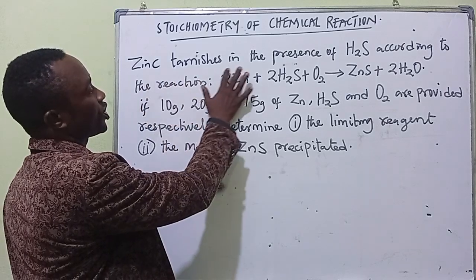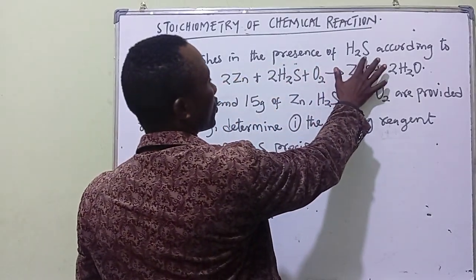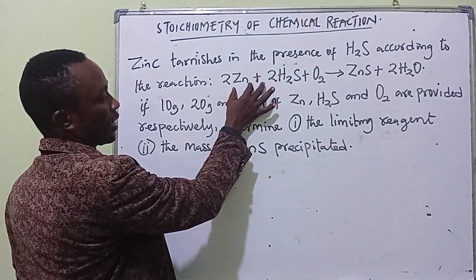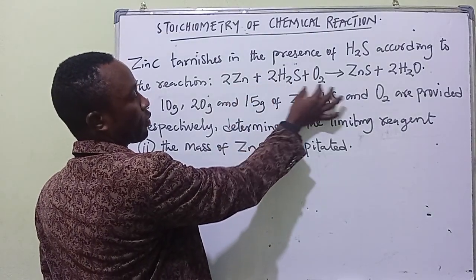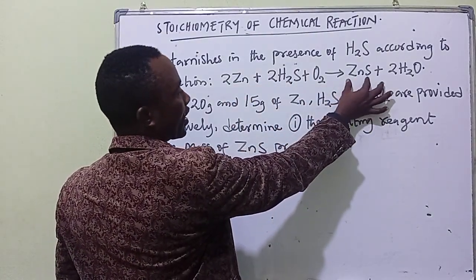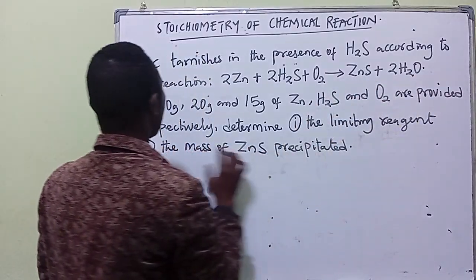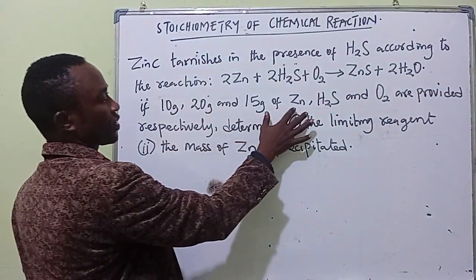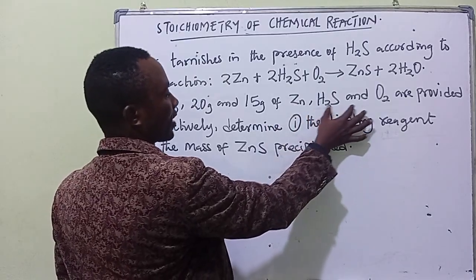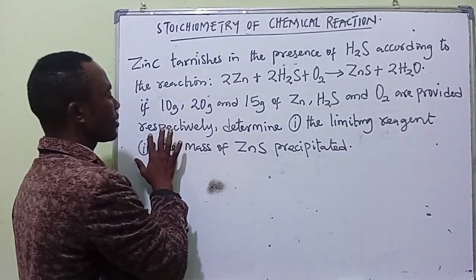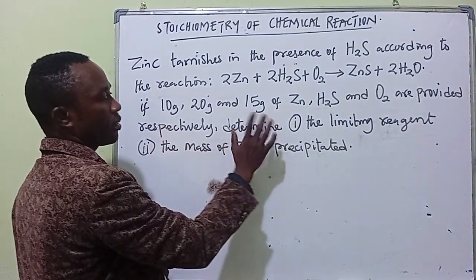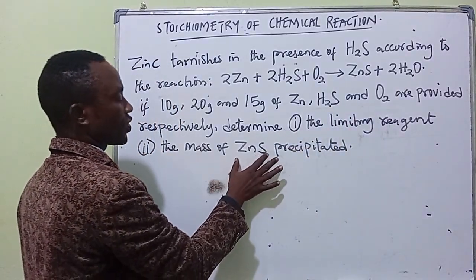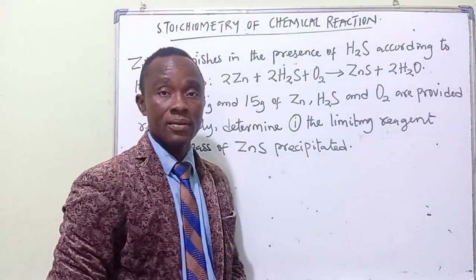It says zinc tarnishes in the presence of hydrogen sulfide according to the reaction. This is zinc plus hydrogen sulfide plus oxygen to give you zinc sulfide and water. Now, it says if 10 gram, 20 gram and 15 gram of zinc, hydrogen sulfide and oxygen are provided respectively, determine number 1 the limiting reagent and number 2 the mass of zinc sulfide precipitated.